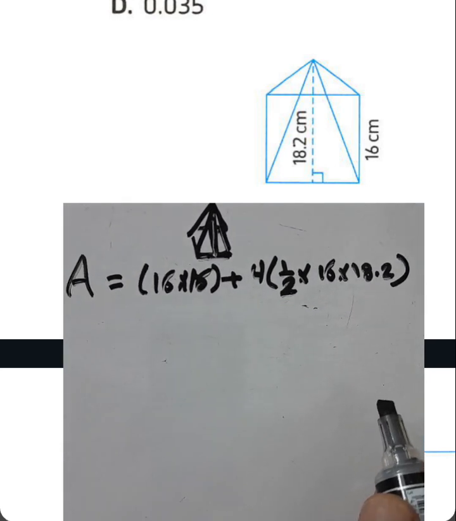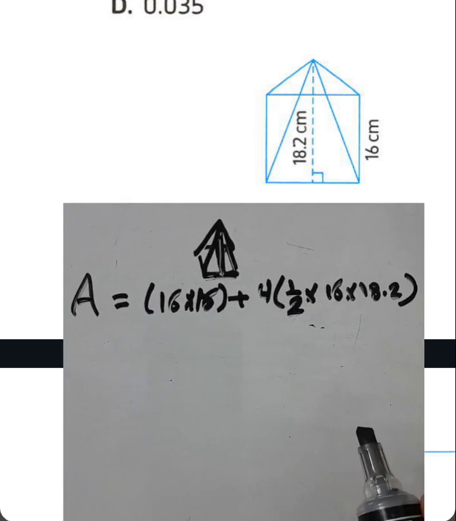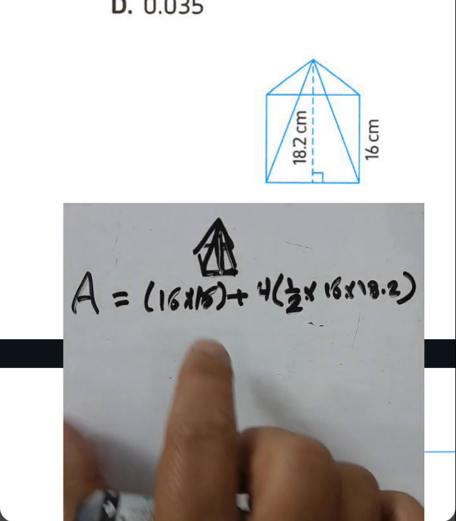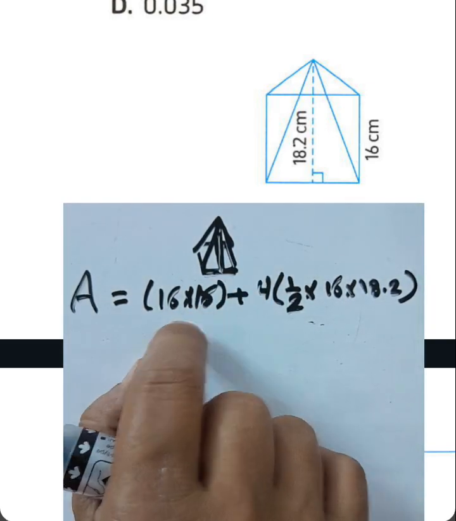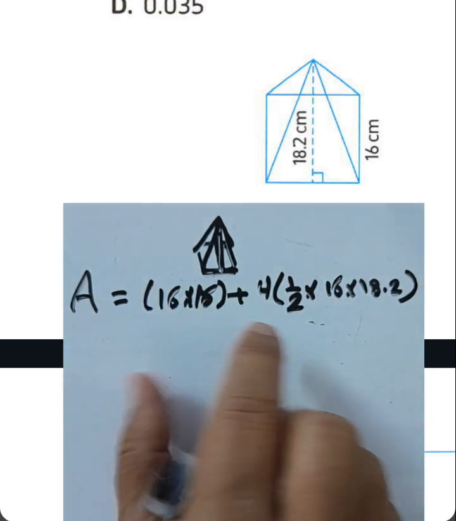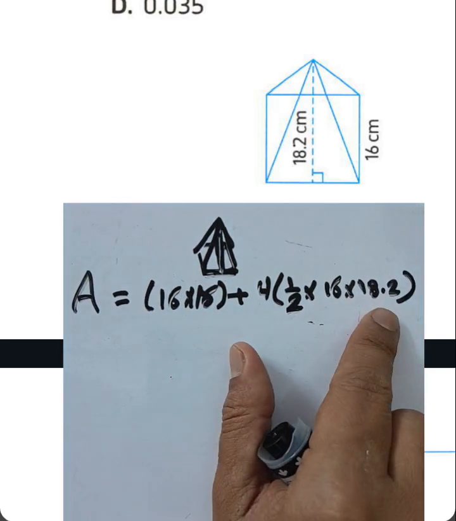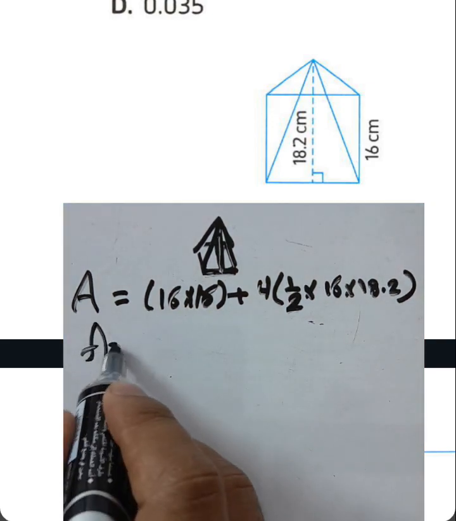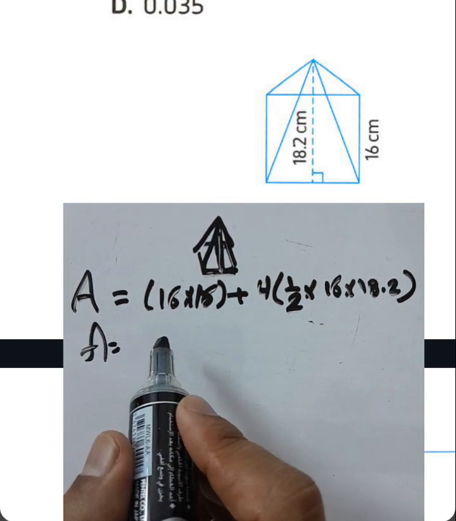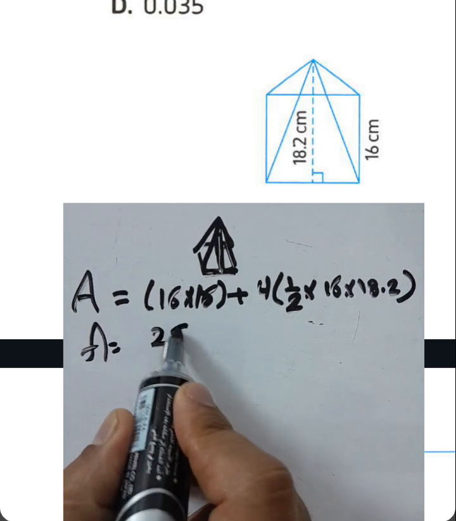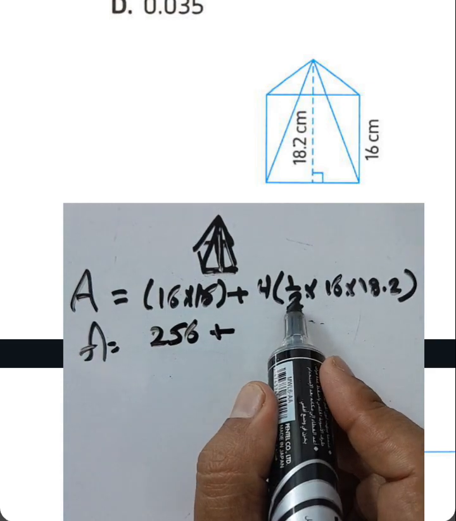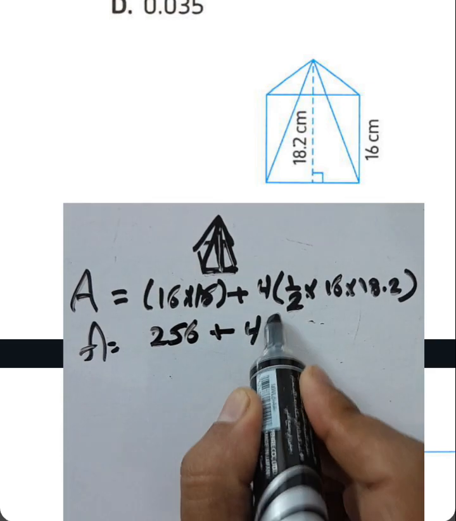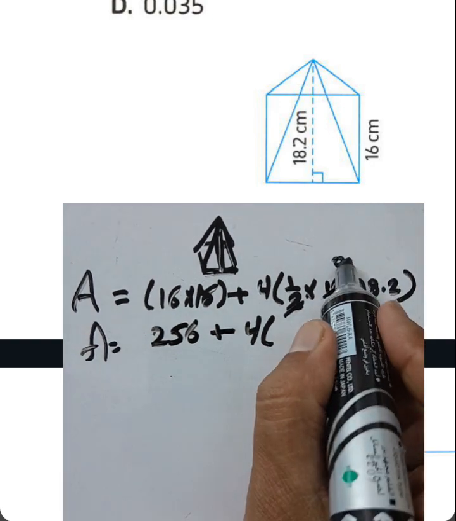Okay, the area of the square pyramid will be the area of the base, 16 times 16, because we have a square in the base, plus four triangles, the area of each one half times the base times the corresponding height. Then the area will be 16 times 16, which is 256, plus 4 divided by 2, so you can write 4 here, and half of 16 equals 8.